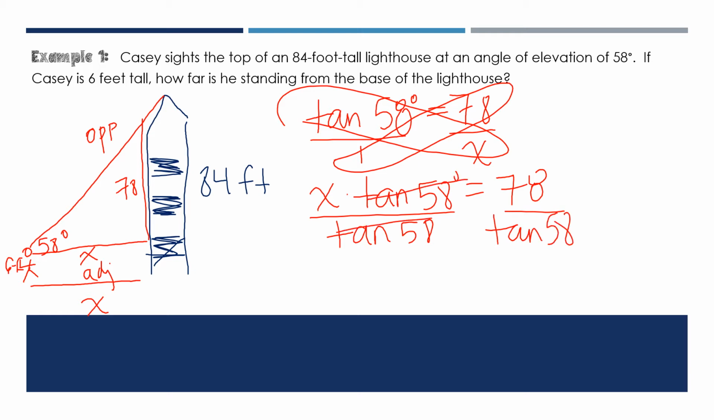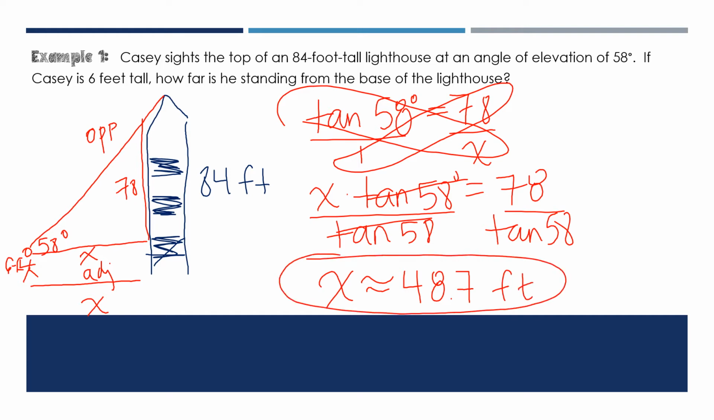We do that, we'll go to our calculator and type in 78 divided by tangent of 58. Make sure you don't do the inverse tangent because we have the angle, so just regular old tangent, and we should get that he is standing about 48.7 feet away from the lighthouse.